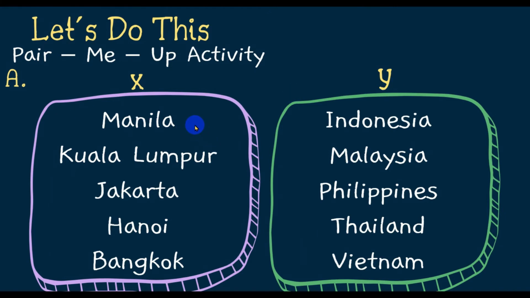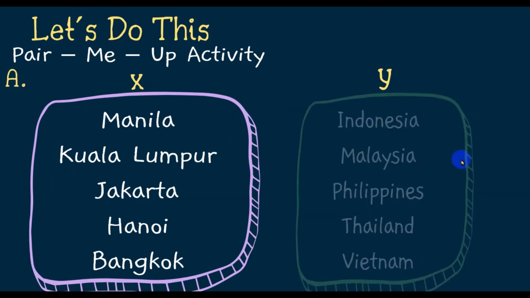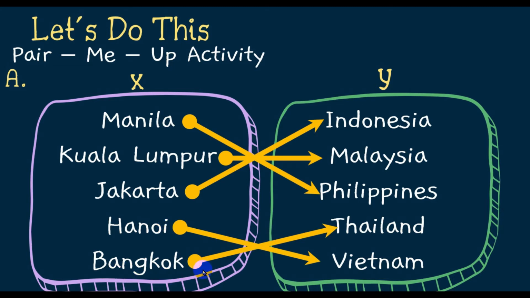So, Manila, it is related to Philippines. Kuala Lumpur, we have Malaysia. Jakarta, we have Indonesia. How about Hanoi? Yes, it is at Vietnam. Then the last one is Bangkok. It is at Thailand. So this is for our first pair me up.